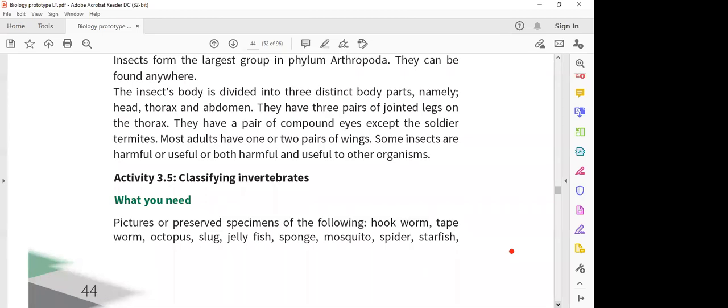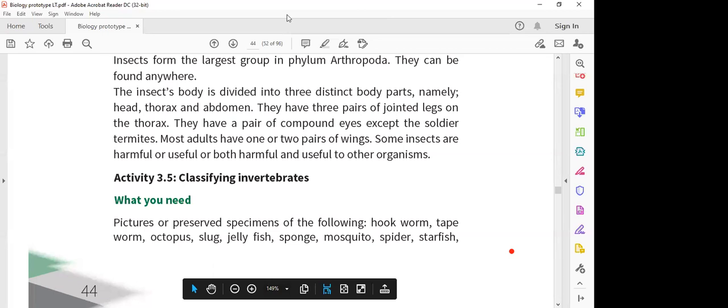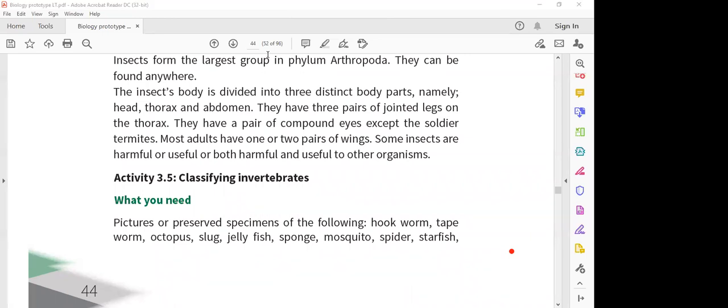Now, some insects are useful and others are harmful, or both. Do you know of any insect which is both useful and harmful, and in which way? Someone? Yes. A bee. Okay. How is a bee useful? It pollinates plants and it stings people.